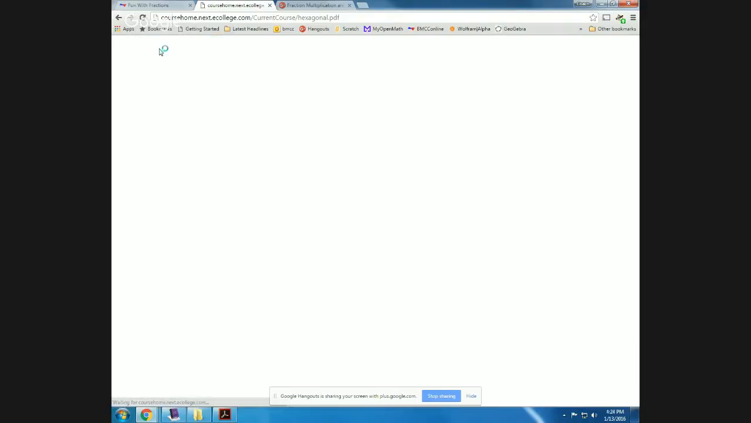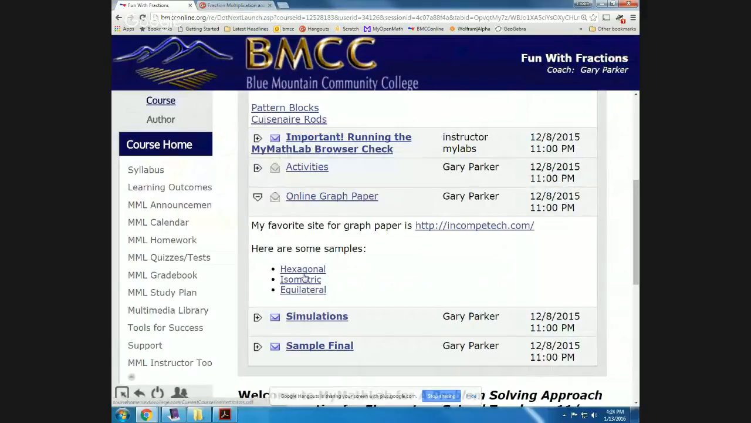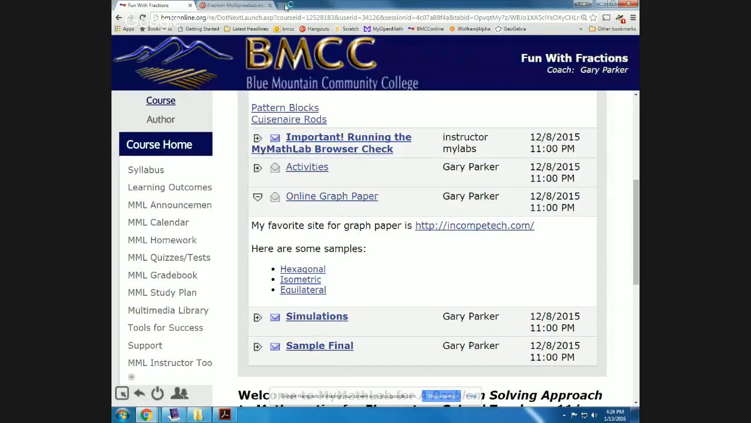Error. Okay, let's try another one. Isometric. Error. Well, crap. Okay, let's go to Incompetech directly.